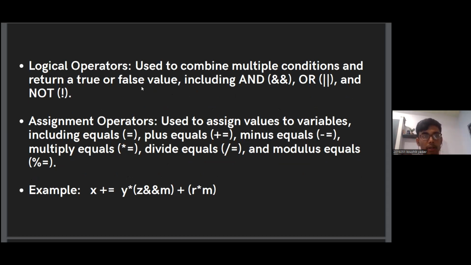The logical operators are used to return a true or false value, including the AND operator. If there is an AND operator, then the statement will check both conditions. And if there is an OR operator, if only one variable or one operation is true, then the whole expression will be true. The assignment operators are used to assign values, including equals, plus equals, minus equals, multiply equals, divide equals, and modulus equals. Here are a few examples of this.